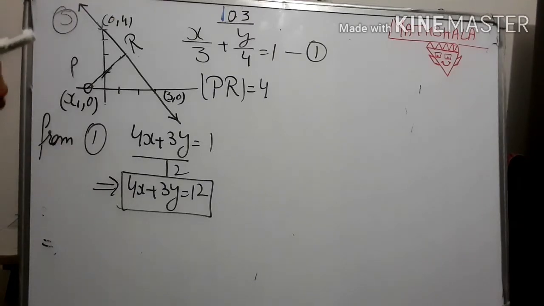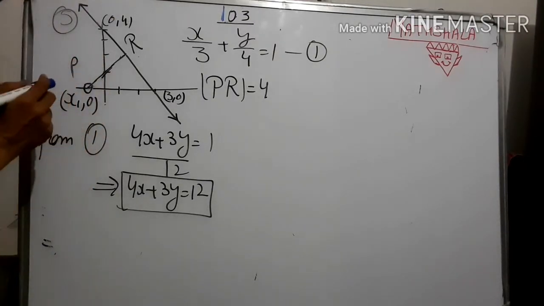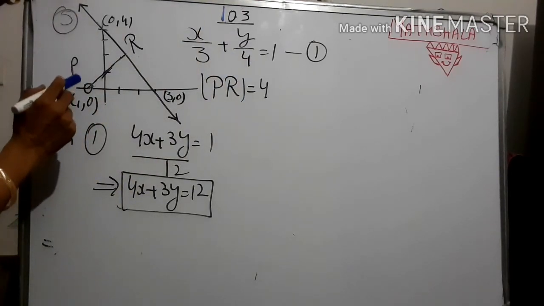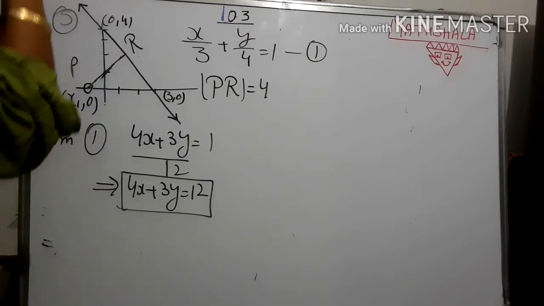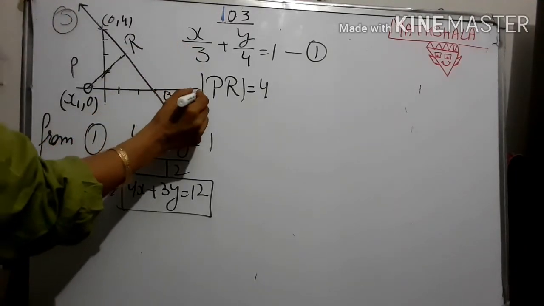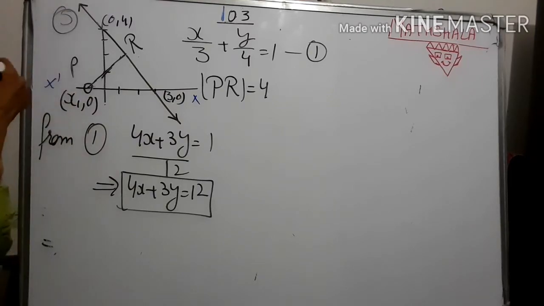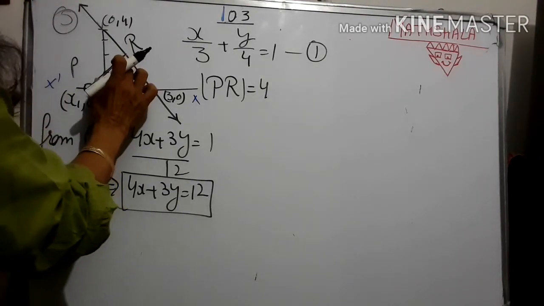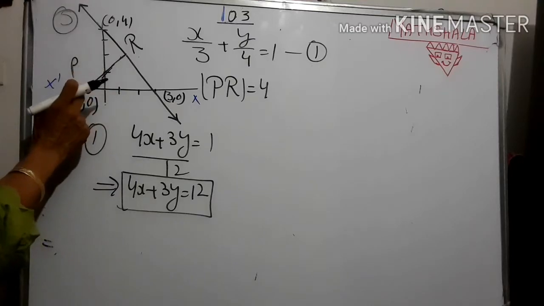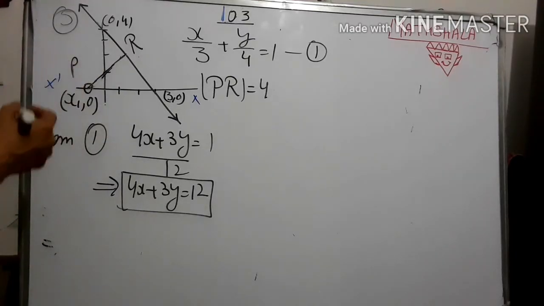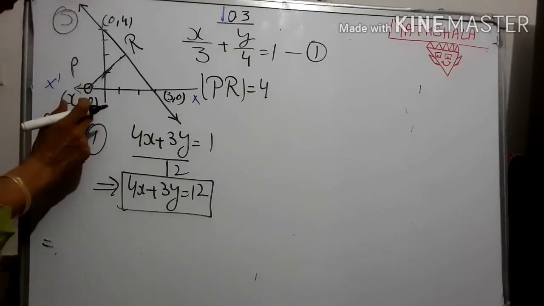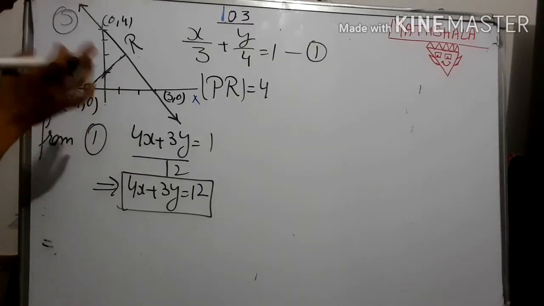Okay students, in question number 5, we are given a line in the intercept form and we have to find a point on the x-axis whose distance from this line is 4 units. This distance PR is given as 4 units. So the distance is given, the line is given, we need to find the point, that is x1, y1. But we know that as the point is on the x-axis, its y coordinate is 0 and it has some x coordinate.